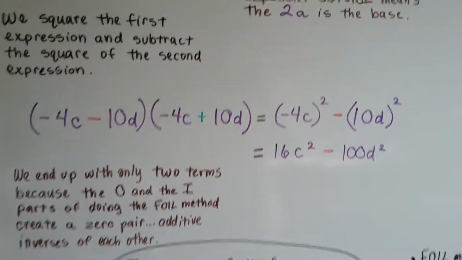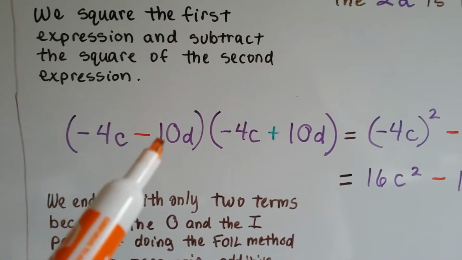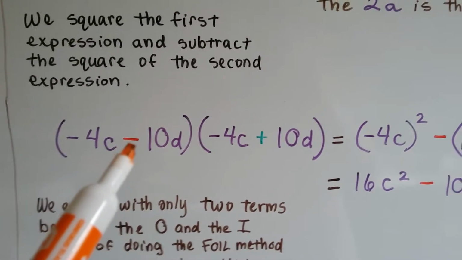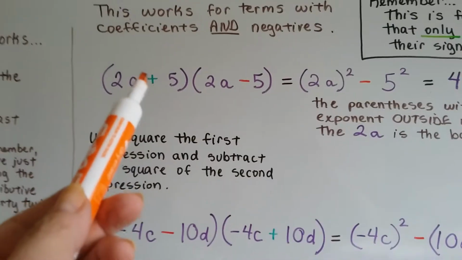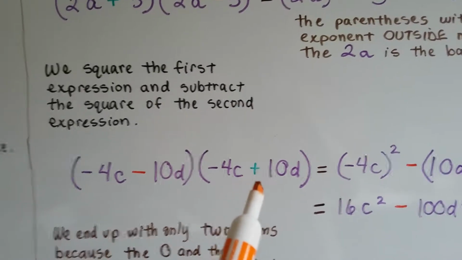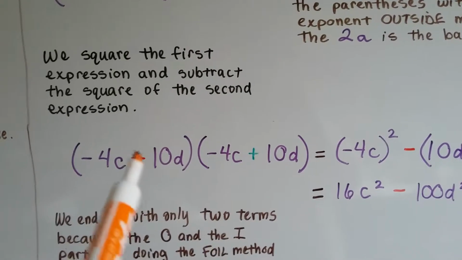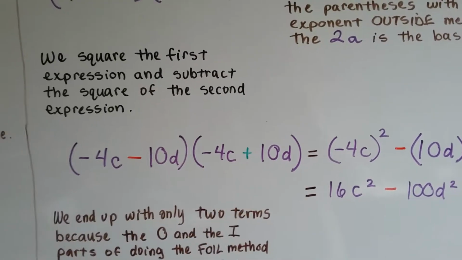Take a look at this one with negatives in it. We've got a negative 4c minus 10d. See, now we've got the minus in the front. Before we had the plus in the front. And now we're going to multiply it by negative 4c plus 10d. The only thing that's different about these two binomials are their operation signs right here. One's a minus, one's a plus.